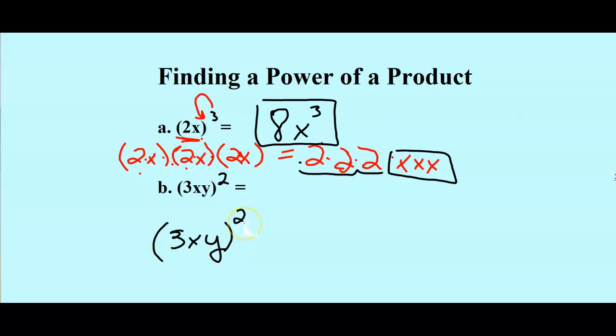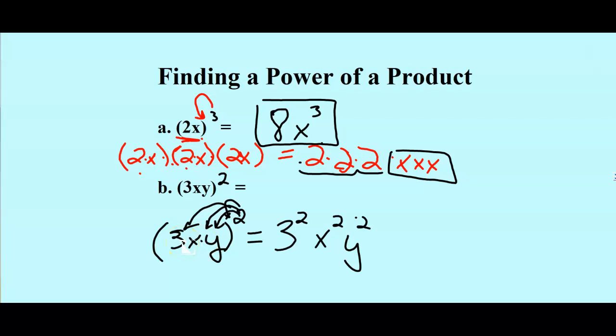The 2 is going with the parentheses. That means everything inside the parentheses gets the 2, gets the squared. So that means we have 3 squared, we have x squared, and we have y squared. We have everything squared. It goes with each of the factors inside individually.